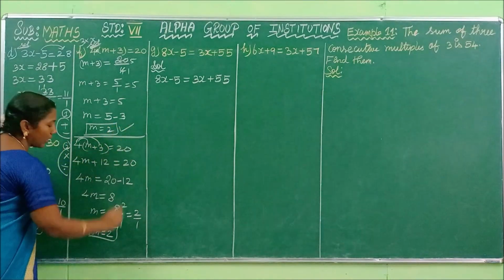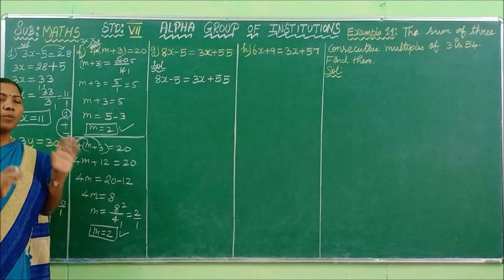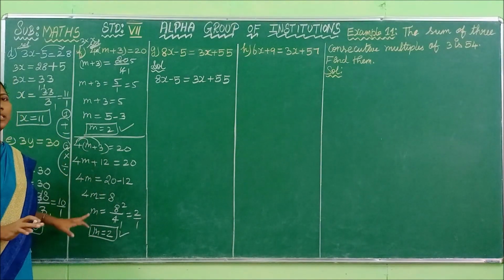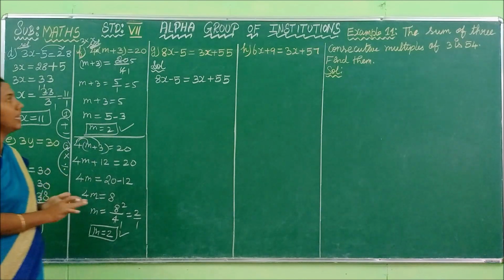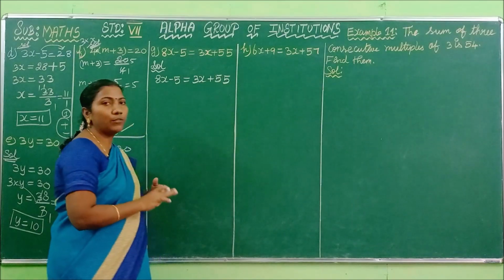Thus in both methods we have found the same answer. You may follow any method. Both methods are correct. Okay. See the next one. 8x minus 5 equal to 3x plus 55.